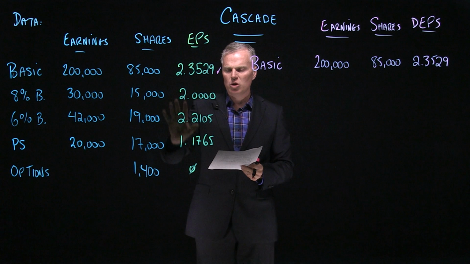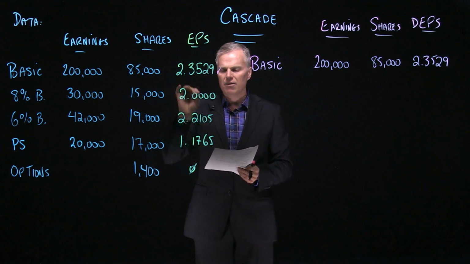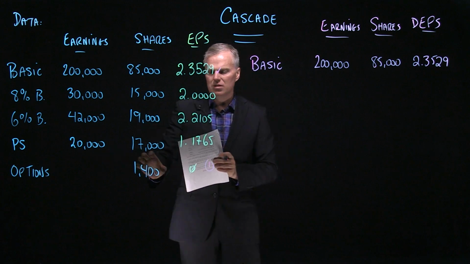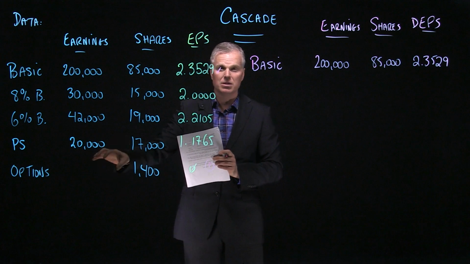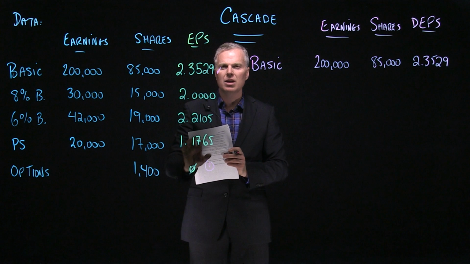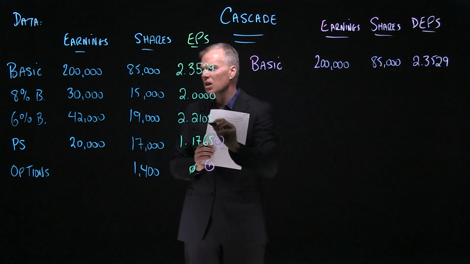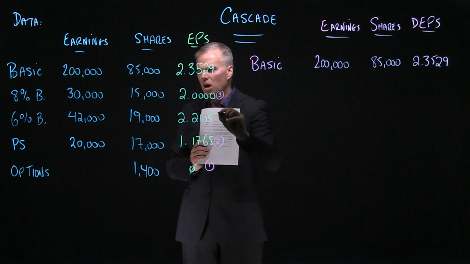And then to determine your order, you basically select the lowest value here. For the options, they're going to be 0. They always are because the numerator is basically 0. So when you calculate this, you get a 0 value here. They're always first. Our preferred shares would be second. Our 8% bonds would be third. And our 6% bonds will be fourth.